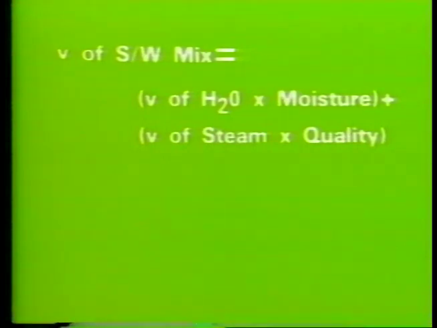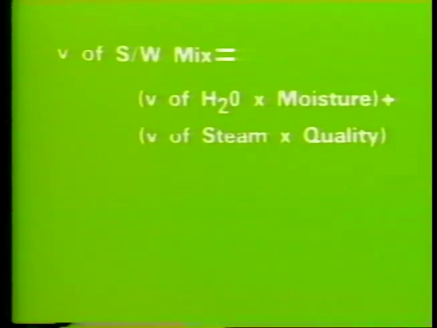Using this same example, we can use moisture content and quality to determine the specific volume of the steam-water mixture. In general terms, what we'll do is determine how much the specific volume of saturated water and saturated steam contribute to the specific volume of the mixture. To do this, we use this formula. Specific volume, small v, is equal to the specific volume of saturated water times the moisture content plus the specific volume of saturated steam times the quality.